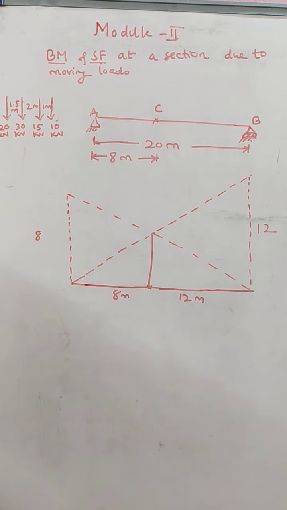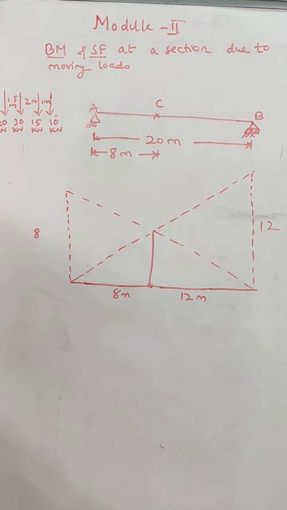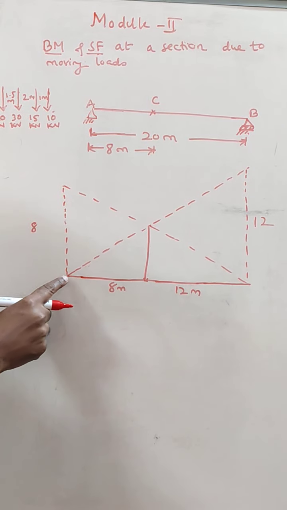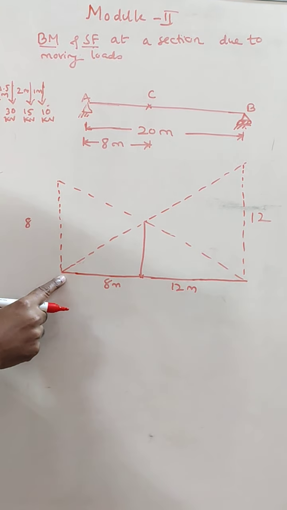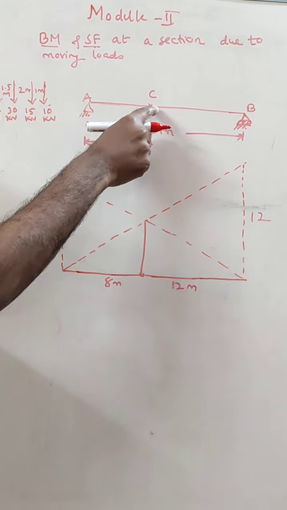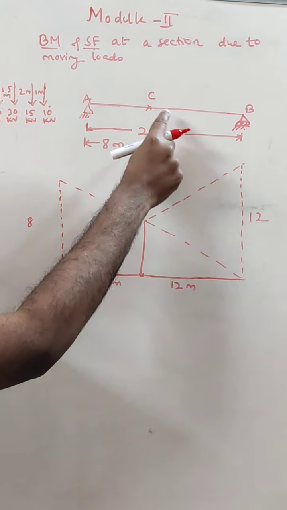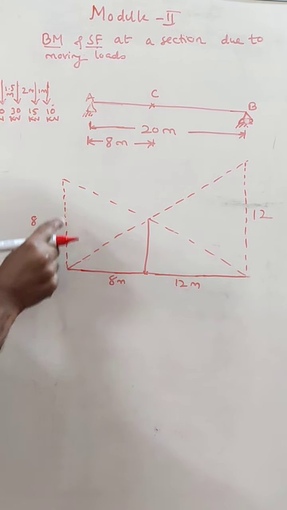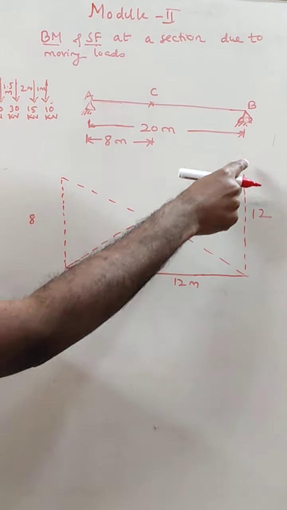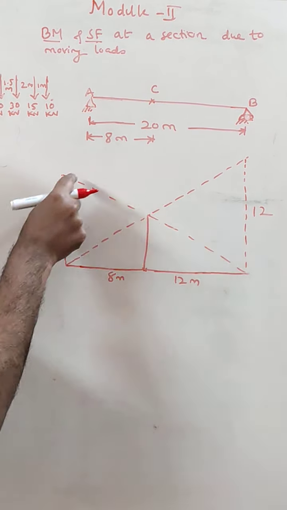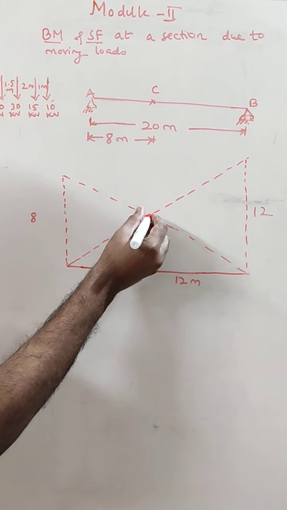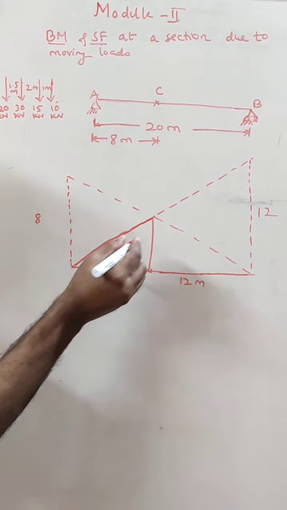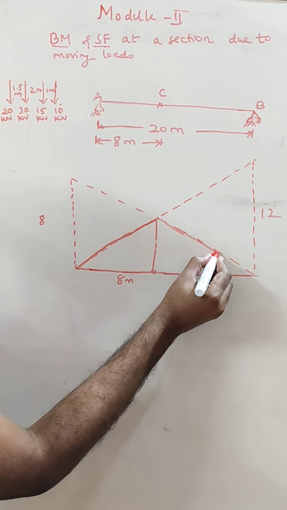So dear students, first let us draw the influence line diagram for bending moment at C. You know the procedure very well; we have studied it in the first module. First draw a line of 20 meters. Erect 8 meters on the left side because AC is 8 meters, then 12 meters because CB is 12 meters. Then join the top tip of this ordinate to end B and to end A, and darken this. This is called the influence line diagram, you already know. This is the influence line diagram for bending moment at C.